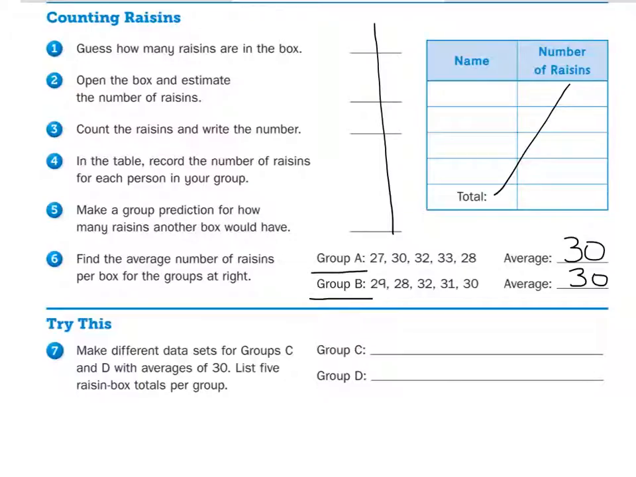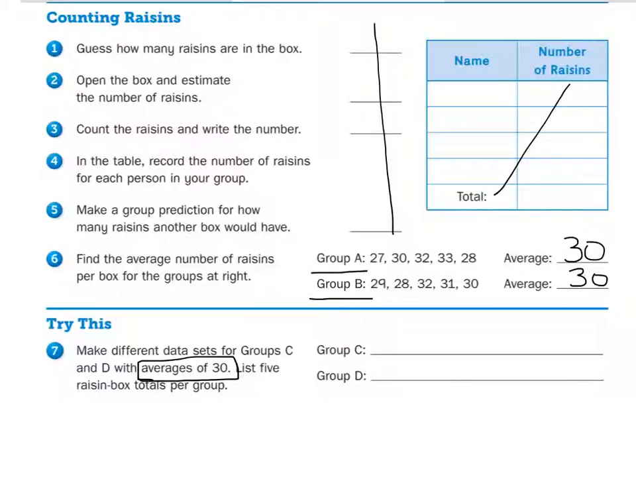Okay? Number 7 asks us to make a different data set for group C and D. So there is no group C or D yet. Right now you're going to create the data for those 2 groups, filling this in, keeping with that average of 30, listing 5 boxes of raisins per group. Okay, so for my data, I need to have 5 pieces of data, and my average has to be 30.